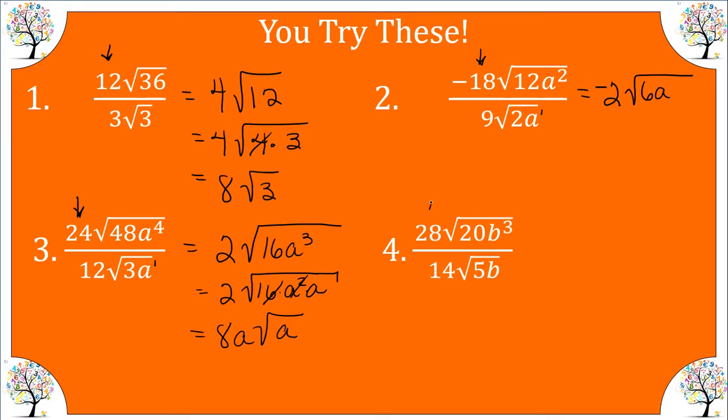Number 4, 28 divided by 14 is 2. 20 divided by 5 is 4. b to the third divided by b squared, b to the first is b squared. The square root of 4 is perfect, so it's 2, and 2 times 2 is 4. The square root of b squared is just b, and we have no radical left.